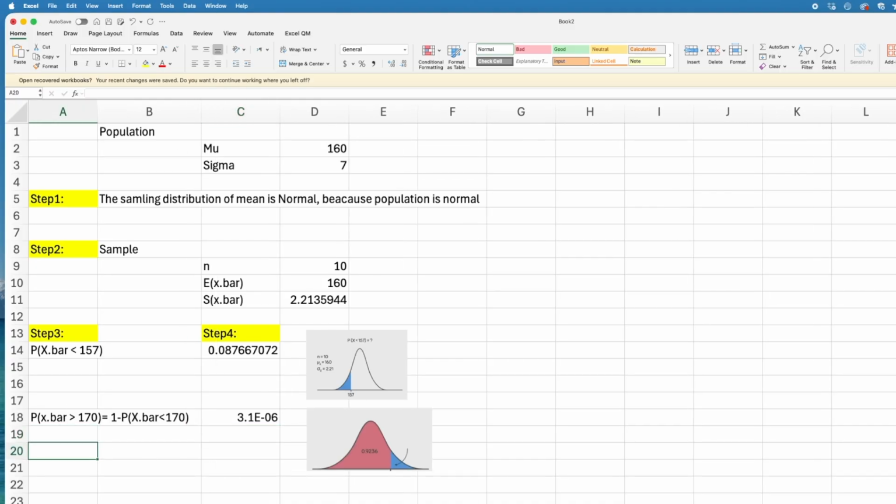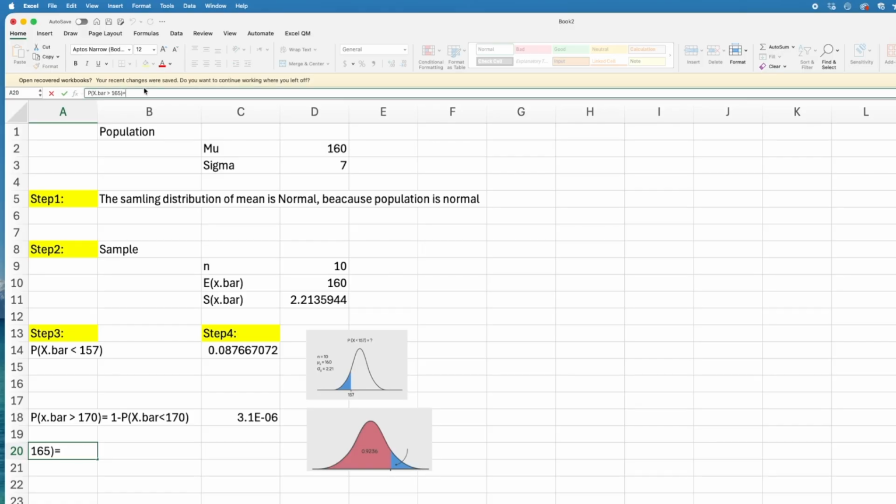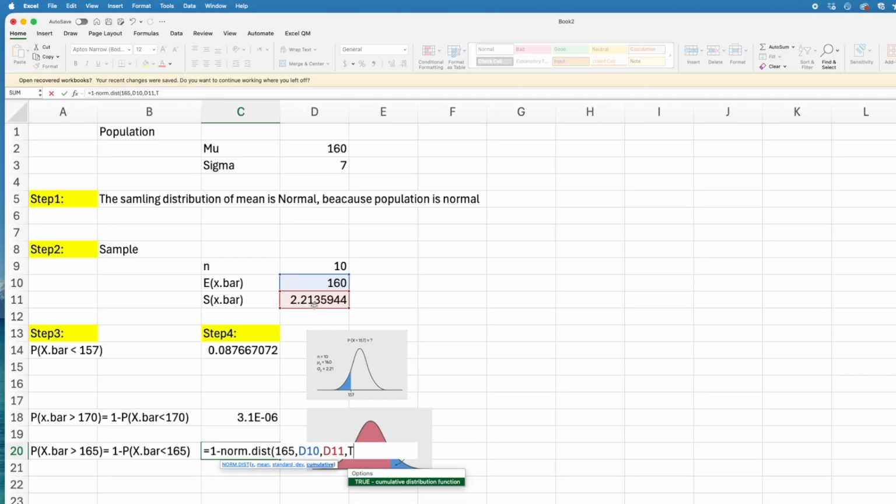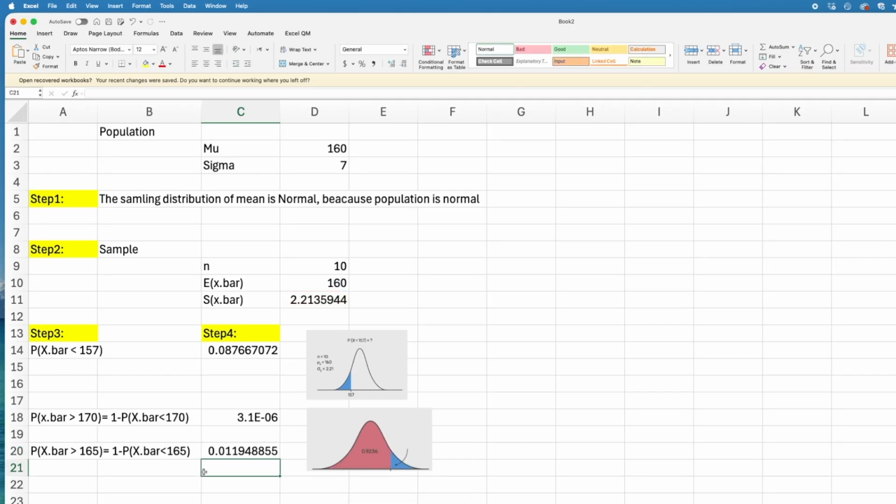Let's look at the probability that X bar is more than 165. That's equal to 1 minus probability of X bar less than 165. We can use norm.dist equal to 1 minus norm.dist 165, the mean, the standard deviation, and true. So there is 1% chance that the average height is more than 165.